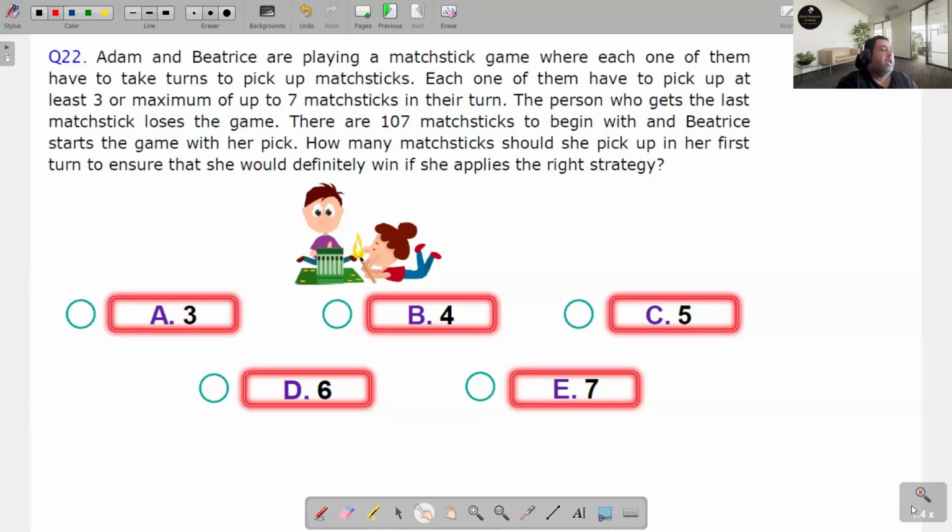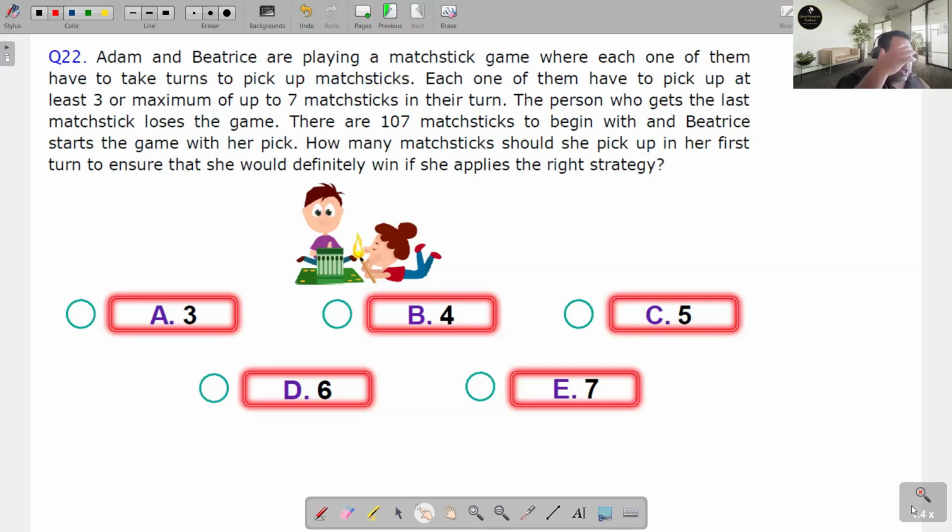Question 22. Adam and Beatrice are playing a matchstick game where each one of them has to take turns to pick up matchsticks. Each one of them has to pick up at least 3 or a maximum of 7 matchsticks in their turn. The person who gets the last matchstick loses the game. There are 107 matchsticks to begin with, and Beatrice starts the game with her pick. How many matchsticks should she pick up in her first turn to ensure that she would definitely win if she applies the right strategy?